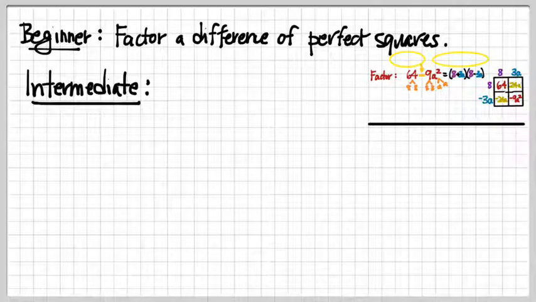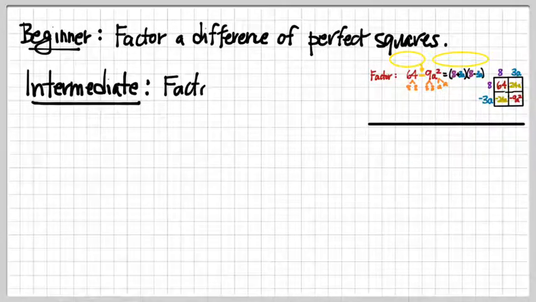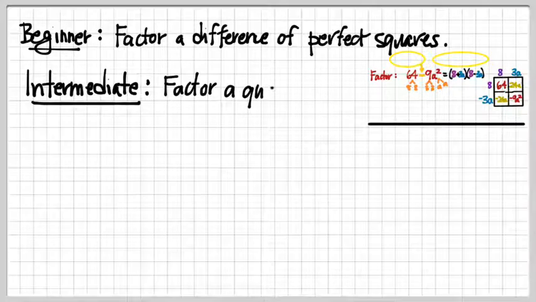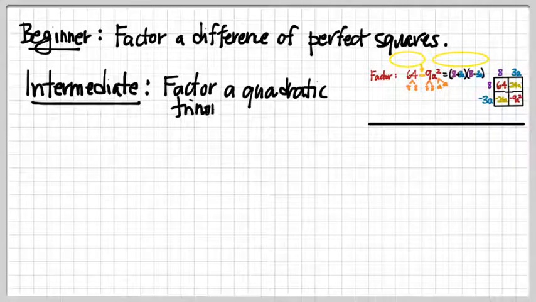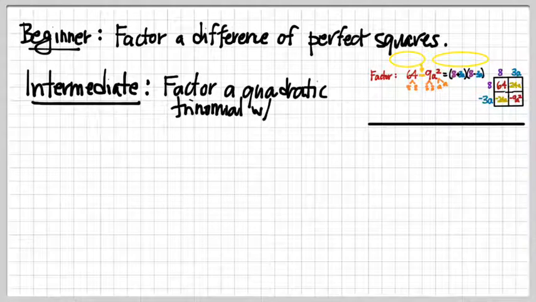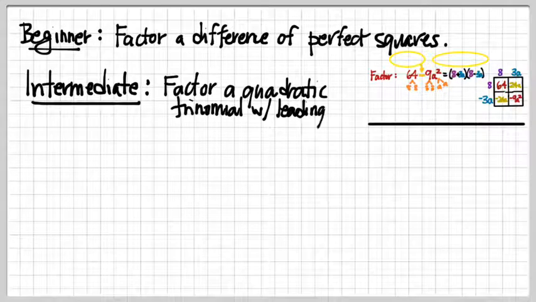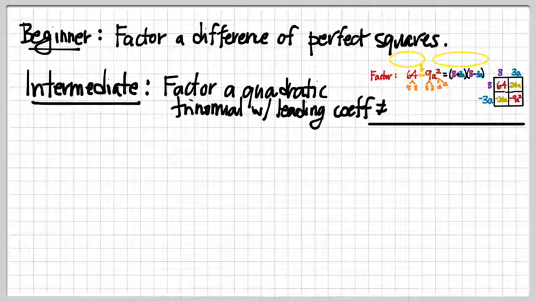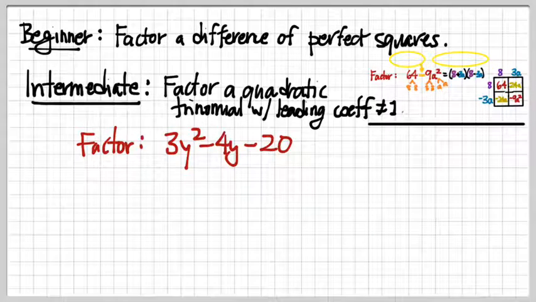So at the intermediate level, what we can do is factor a quadratic trinomial. And that's just like our last intermediate method. The difference is that now the leading coefficient is not necessarily equal to 1. Leading coefficient not equal to 1. So here our example is going to be the polynomial 3y squared minus 4y minus 20. And we say that the leading coefficient is not equal to 1 because this 3 right here is the leading coefficient. That's the coefficient that's attached to the square term, right, the quadratic term.